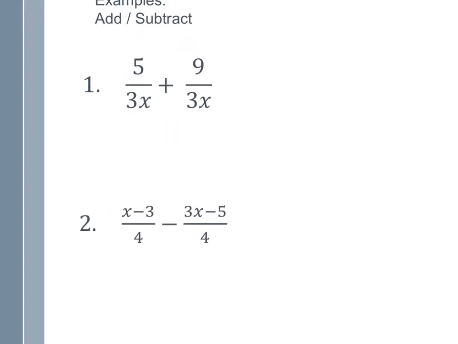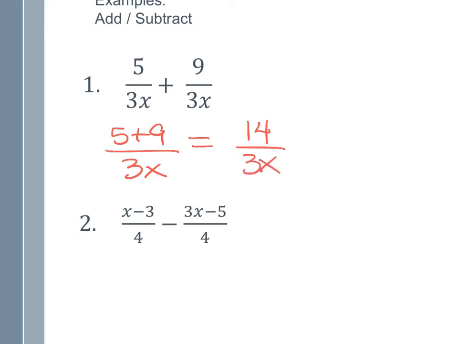So here's my first example. Notice I already have a common denominator. So all I need to do here is go back and add my numerators. So really all I'm going to do is 5 plus 9, and the denominator is 3x. So 5 plus 9 is 14, and I leave the 3x in the denominator. If I could simplify, I would, but I can't simplify anything, so I'm finished.